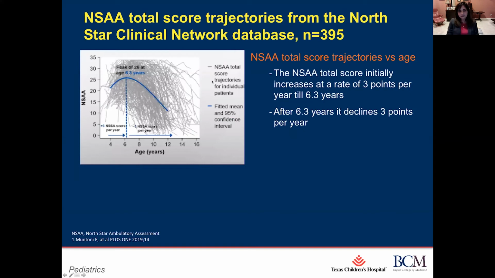It's important to know that with the North Star Ambulatory Assessment, if you look at the natural history, patients may continue to gain points till a certain age. In Duchenne natural history, we found that patients can gain 3 points per year till age 6.3 years. But after 6.3 years, they start declining 3 points per year. So we have to be very careful. In research, we monitor the scale, how much they are gaining, and what age the patients are.